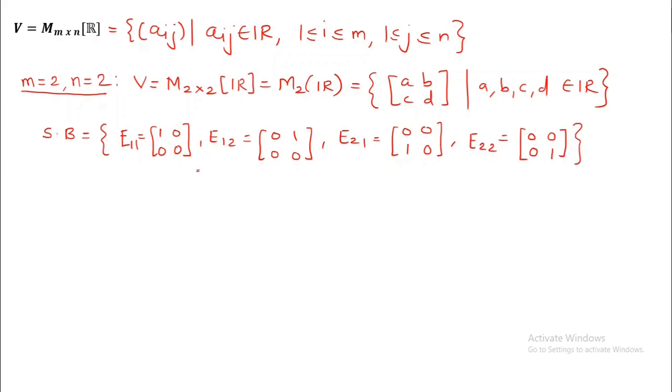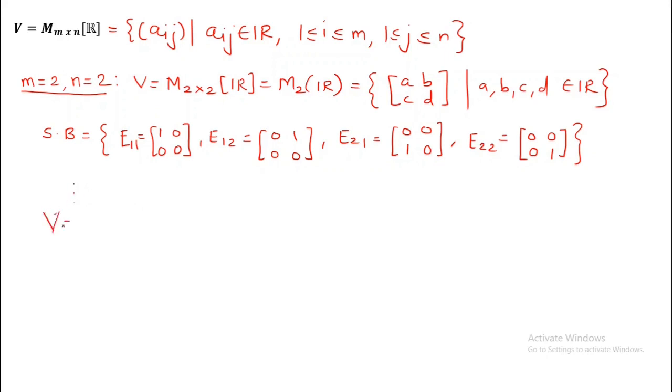Note how many vectors this basis set is containing? 4 vectors. Now try to understand this notation part. E11 means at first position there is 1 with rest of the entries as 0. E12 means first row, second column. At this position you are having 1, rest of the entries are 0, and so on.